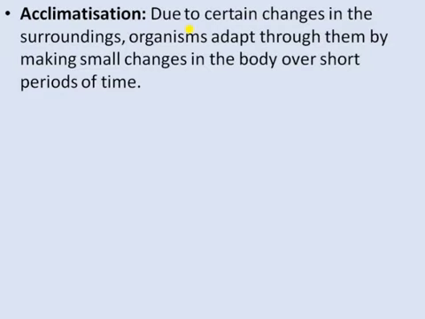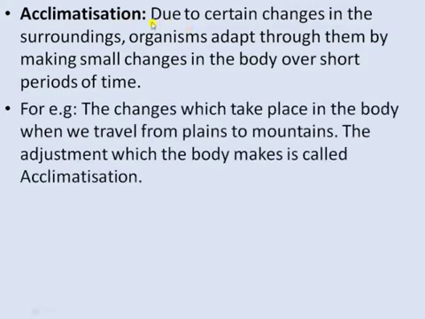It's simple. The organism adjusts to a gradual change in its environment, like temperature or humidity. These changes are temporary, and these adjustments reverse when the normal condition returns. For example, the change which takes place in the body when we travel from plains to mountains. This adjustment which the body makes is called acclimatization.